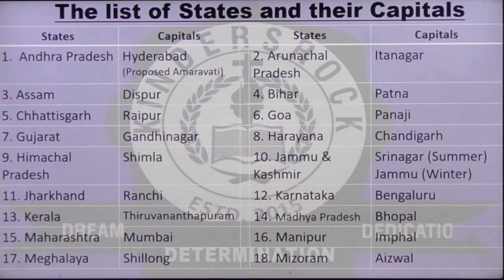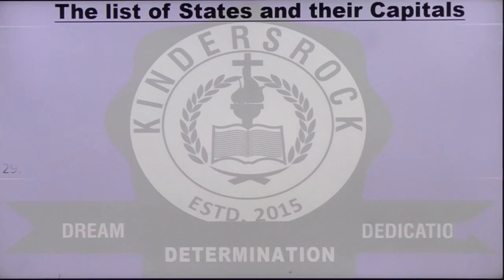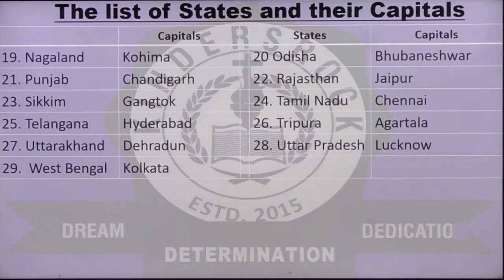Jharkhand, the capital is Ranchi. Karnataka, the capital is Bengaluru. Kerala, the capital is Thiruvananthapuram. Remember the name, Thiruvananthapuram. Madhya Pradesh, the capital is Bhopal. Maharashtra, it's Mumbai. Manipur, it's Imphal. Meghalaya, Shillong. Mizoram, Aizawl. And then we have Nagaland, Kohima. Odisha, Bhubaneswar. Punjab, Chandigarh.